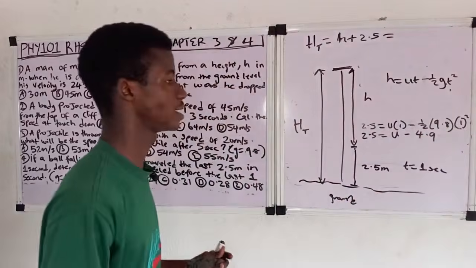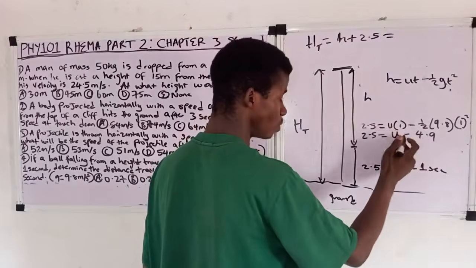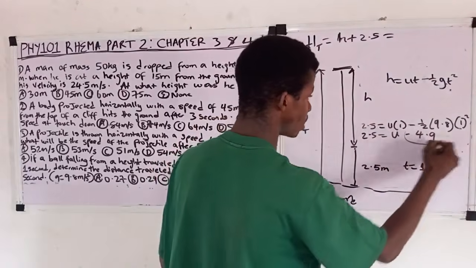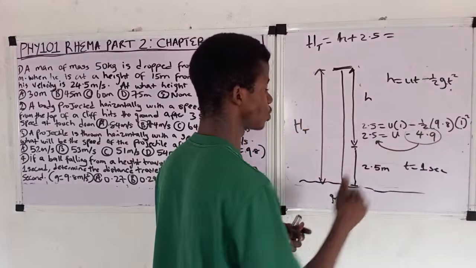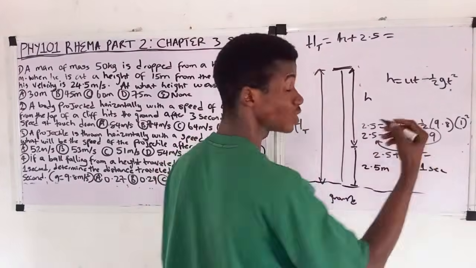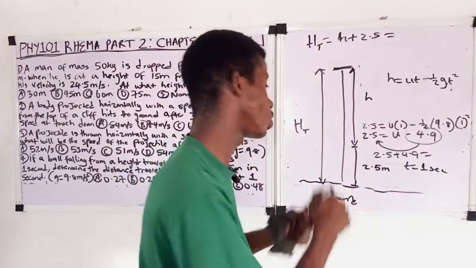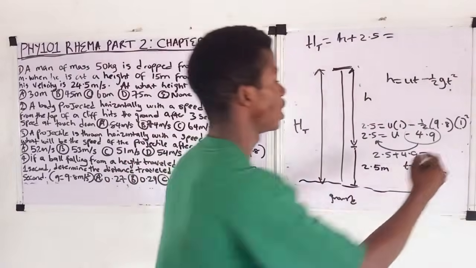So we learn something like this. We are looking for what? We are looking for u. So if we're looking for u, this one we cross over here. So if we cross, it will be 2.5 plus 4.9. Please take note of the way I solve it. We want to look for u first, 2.5 plus 4.9, our u.